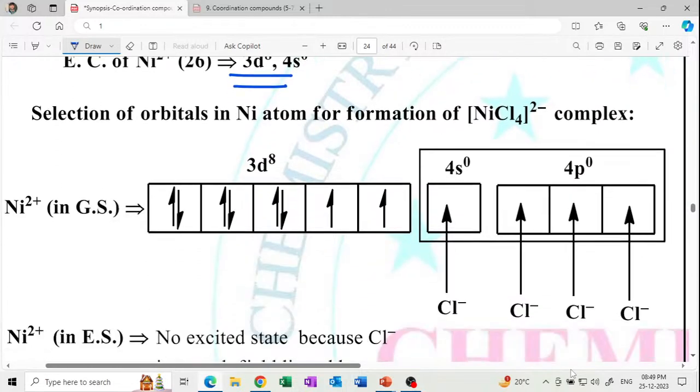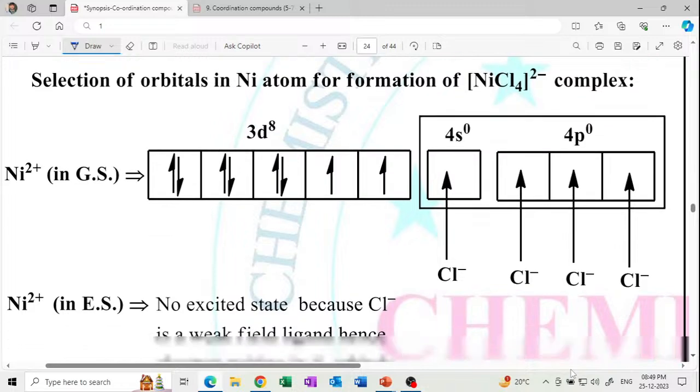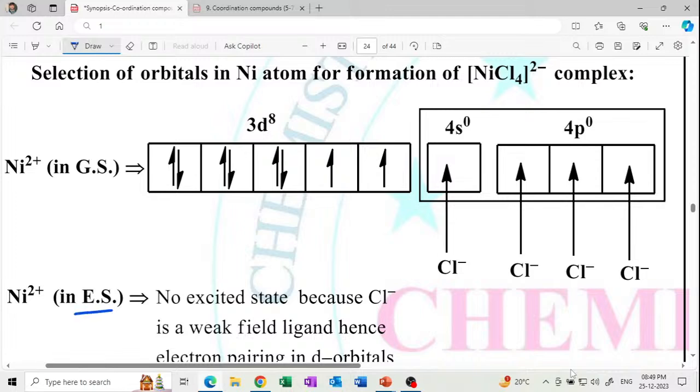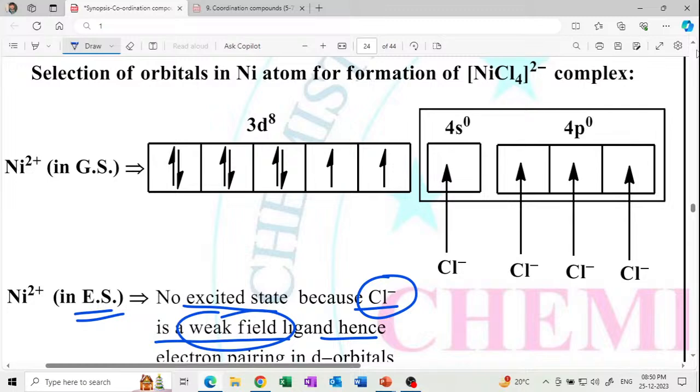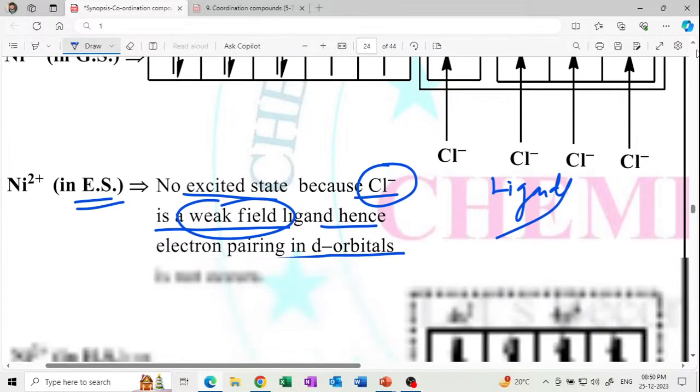So the selection of orbitals in this way. Get it? And therefore there is no excited state. Why? Because Cl is a weak field ligand, and hence electron pairing in the d orbital does not occur. Electron pairing will not happen because Cl is a weak field ligand. So directly, into the empty orbitals, the Cl ligands will add electrons. So in this way, get it?